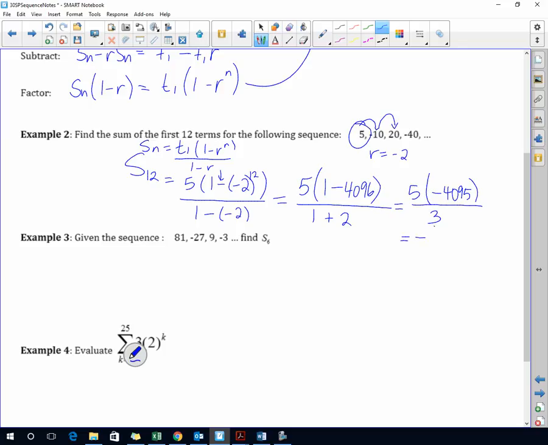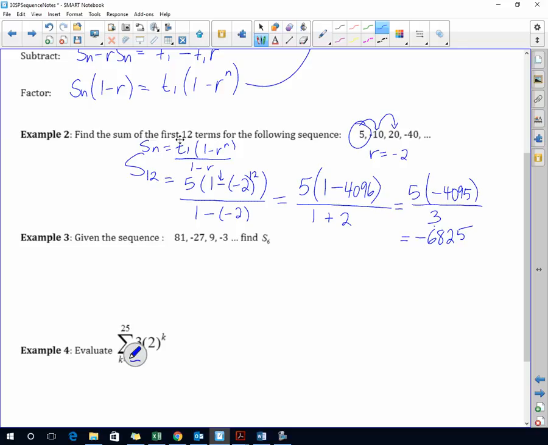Did anybody get something different? Because, yeah, I got negative 6,025 as well. Oh, yeah, you've got to divide by 3. That's your mistake. Yes, for sure. Okay, did everybody get negative 6,825? Alrighty. Okay, so we're going to find S6 here.